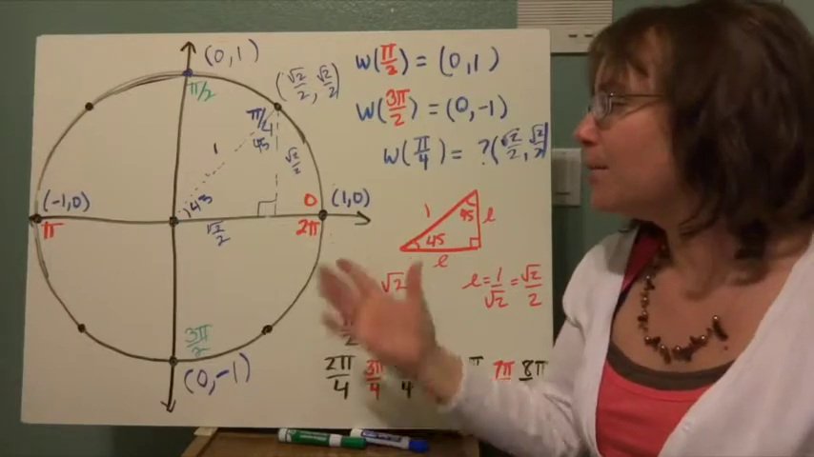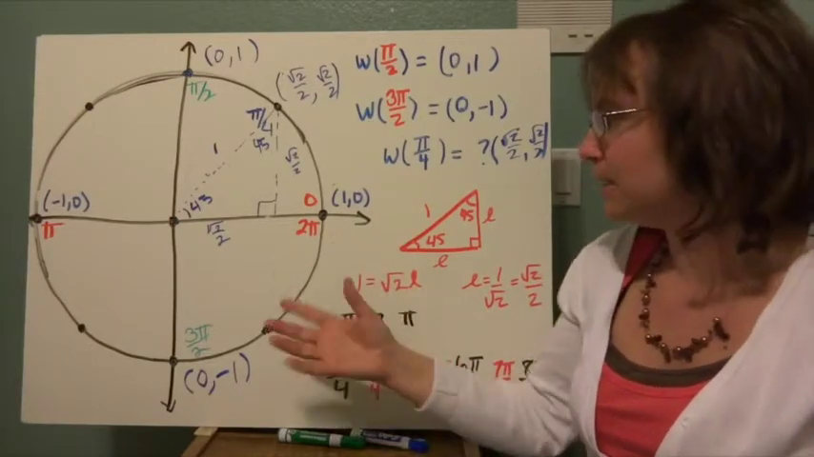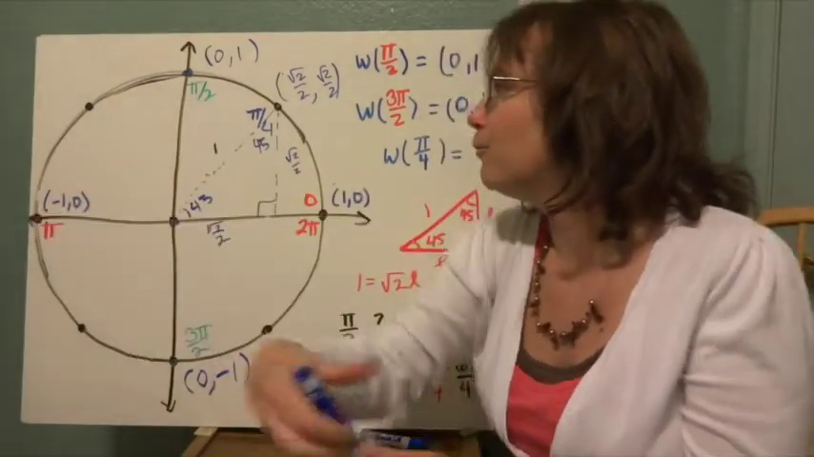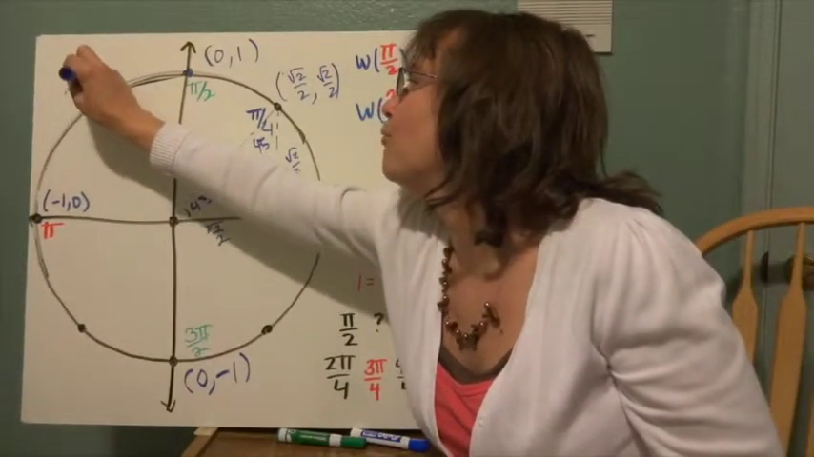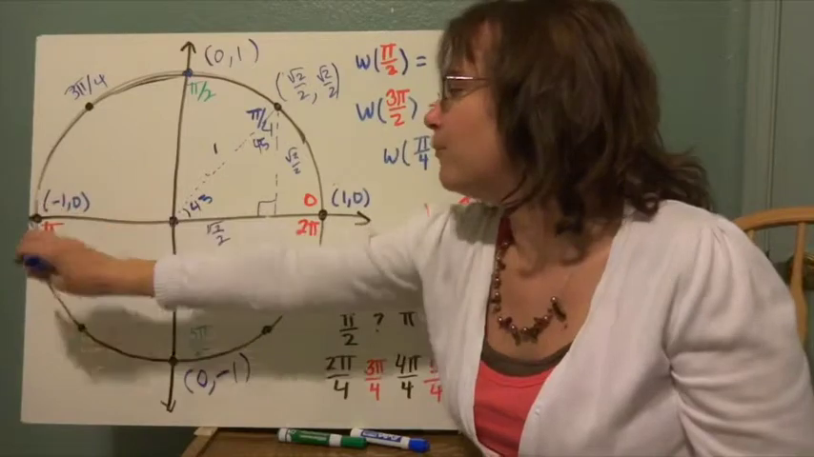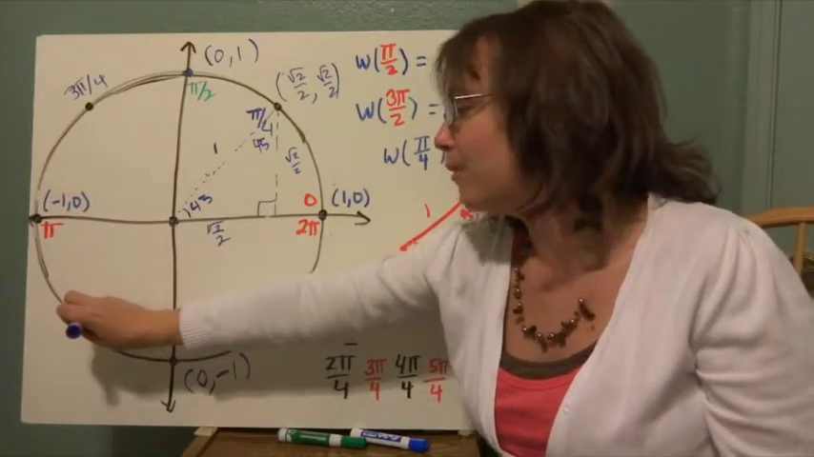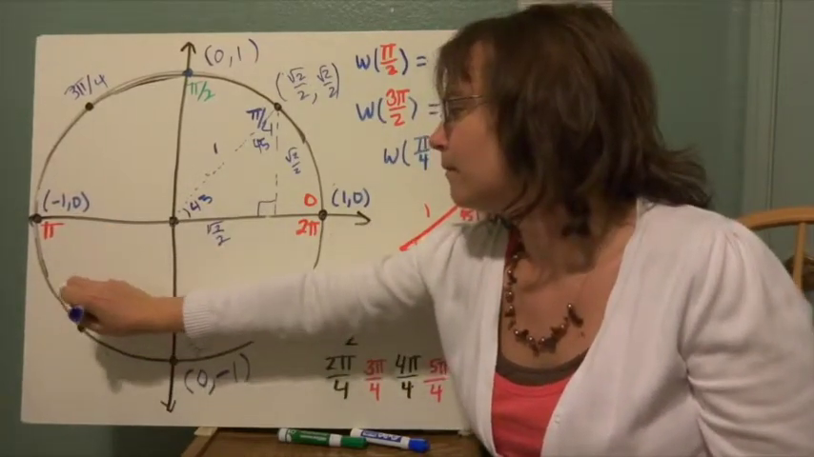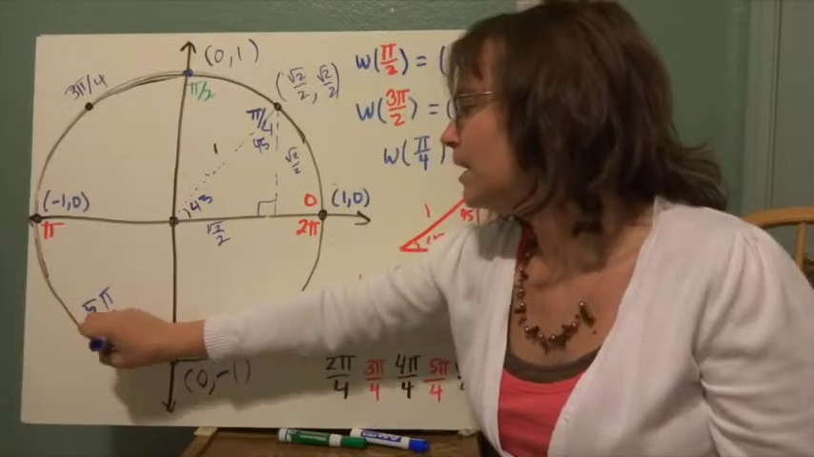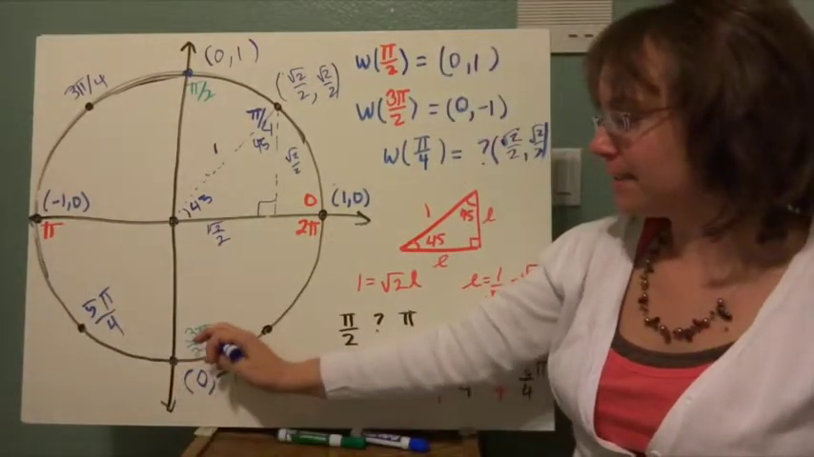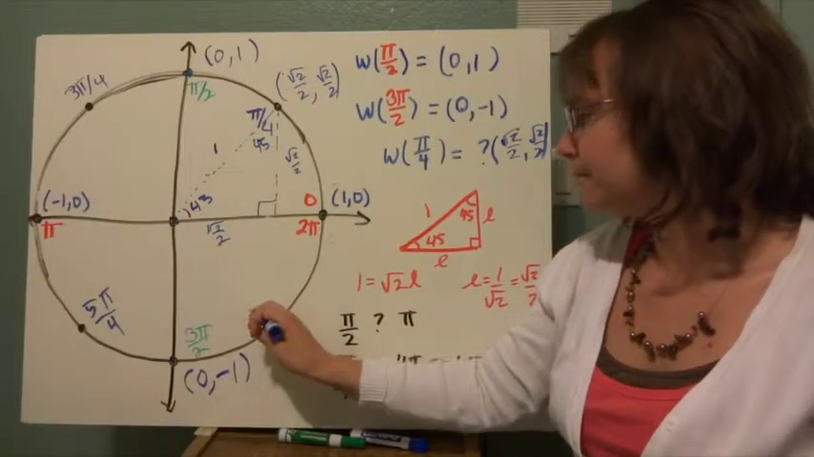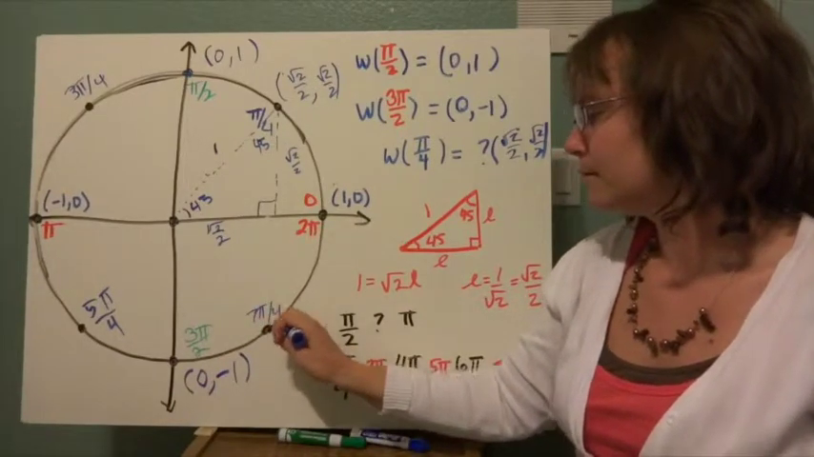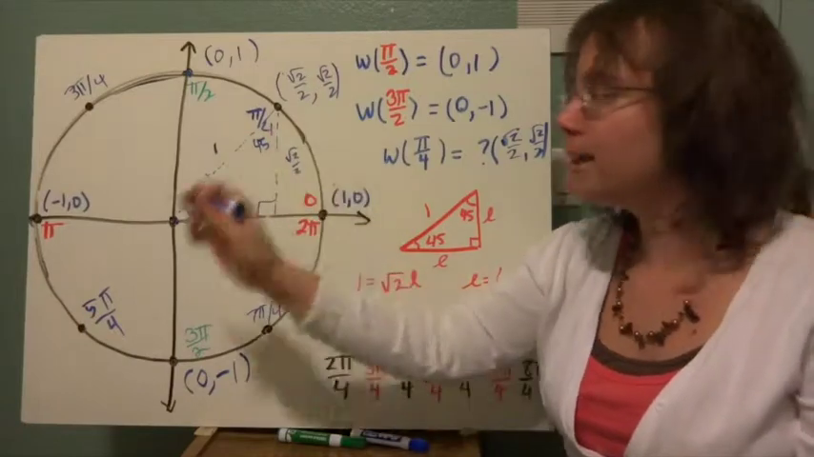You can just change them all to fourths so you can see what's in between. So this is 3 pi over 4. This is 4 pi over 4. This is 5 pi over 4. 6 pi over 4, which makes sense because I have 3 pi over 2. 7 pi over 4. Okay, so now they're all labeled.